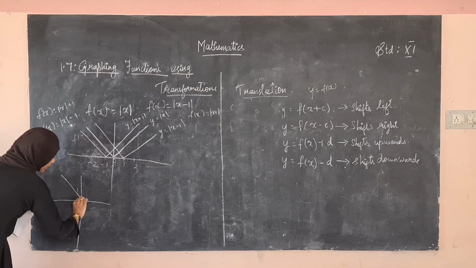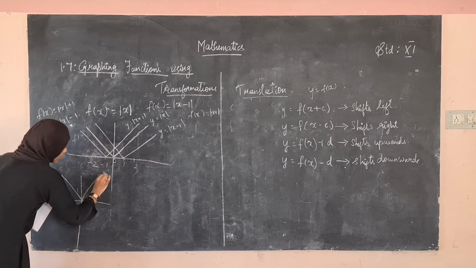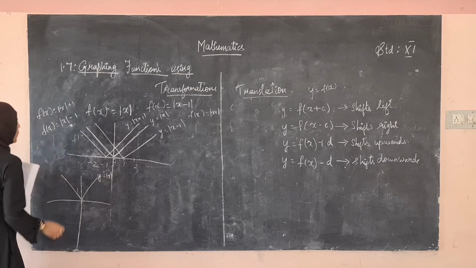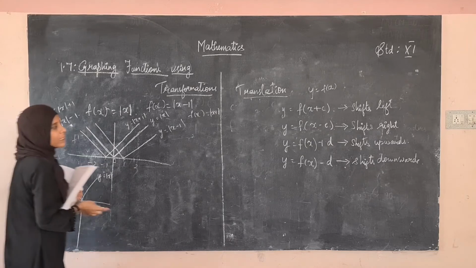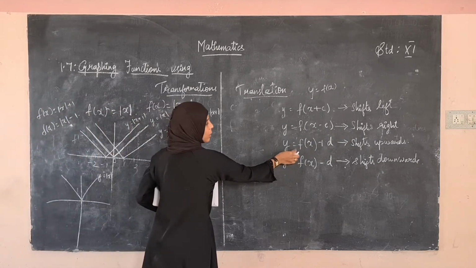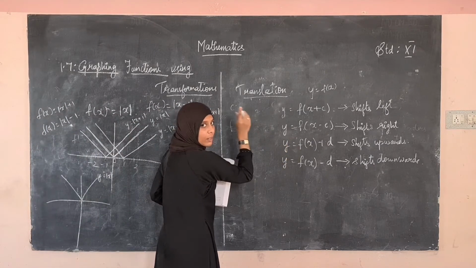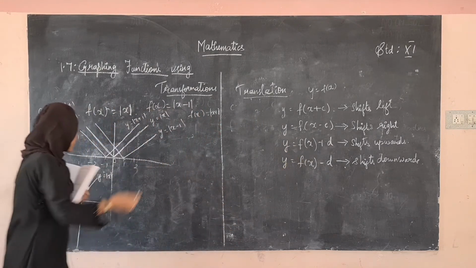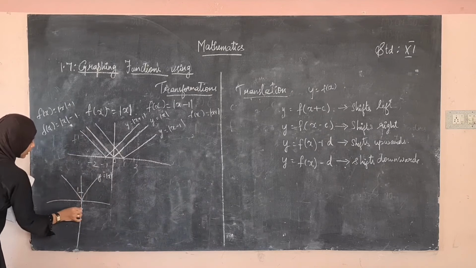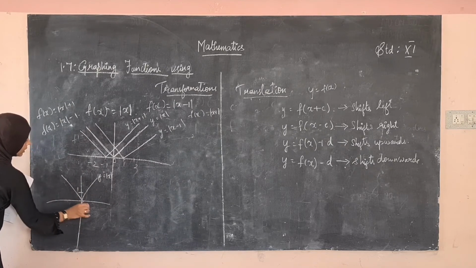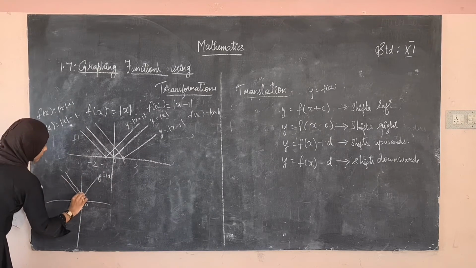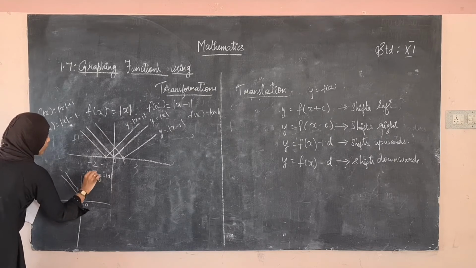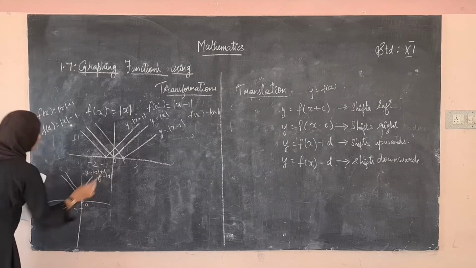See here, y is equal to modulus x. So y is equal to modulus of x plus 1. The value is added to f of x, so it shifts 1 unit upwards. So this is 1, this is minus 1 and this is 0. So the graph becomes like this, that is y is equal to modulus of x plus 1.